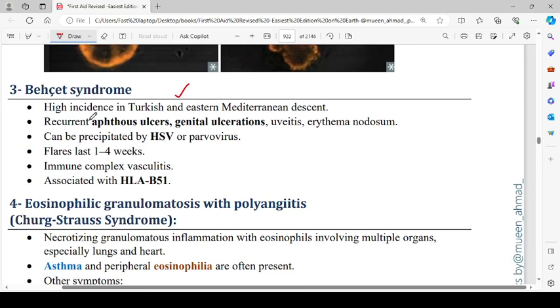This word is Turkish, so high incidence in the Turkish and Eastern Mediterranean descent. Recurrent aphthous ulcer, genital ulceration, uveitis, and erythema nodosum. It can be precipitated by HSV or parvovirus. Flares last 1 to 4 weeks. Immune complex vasculitis, and it is associated with HLA-B51.